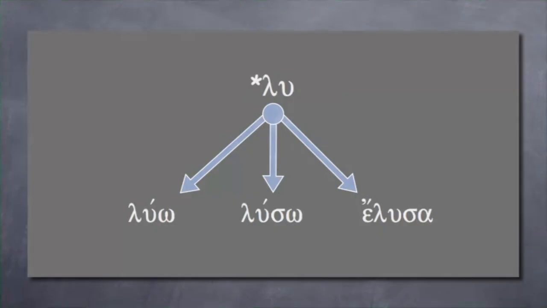And so from the root lu is formed the present tense stem, which is lu, which shows itself as luo. From the root lu is formed the future tense stem, which is lu, because it's a pattern 1 verb, and you get luso. And as you will see, from the root lu is formed the aorist tense stem, lu, which shows itself as elusa, and so forth down through the system.